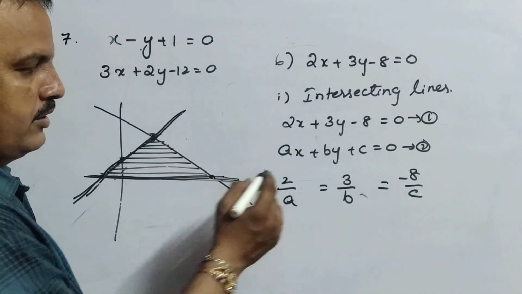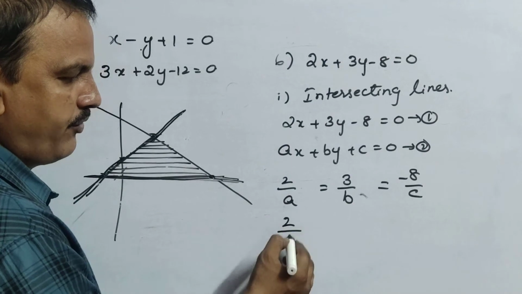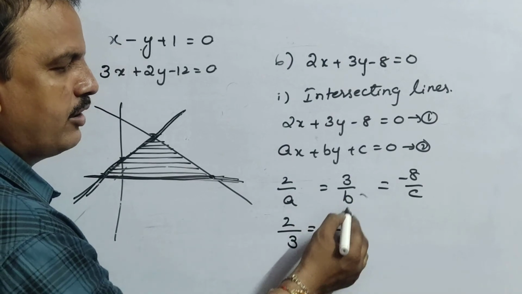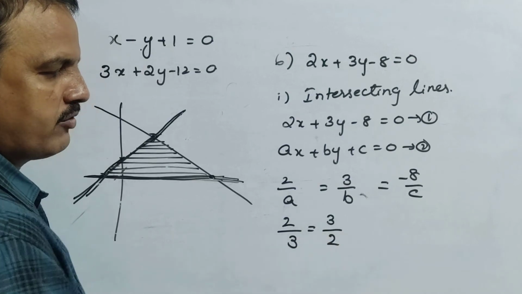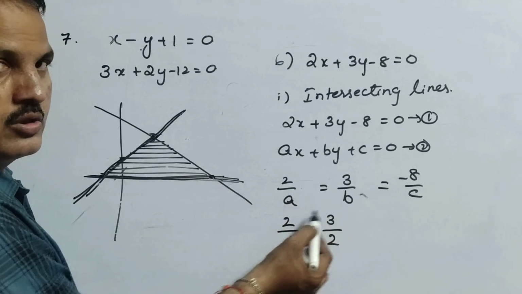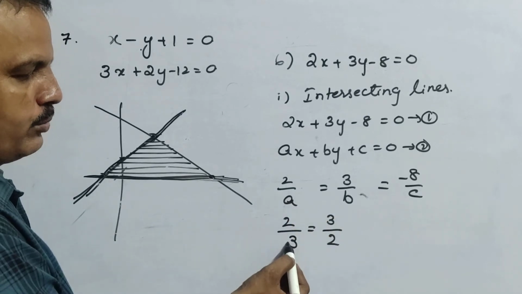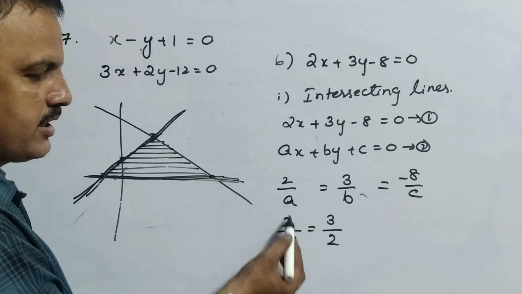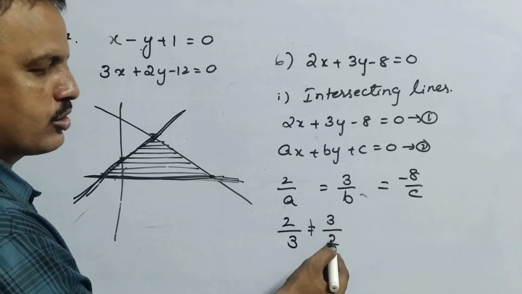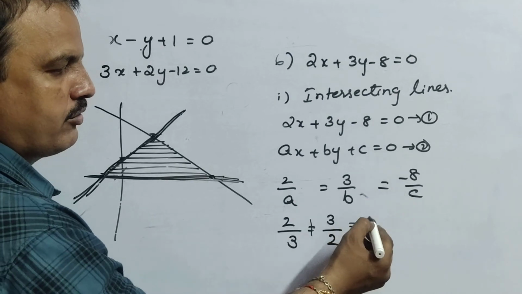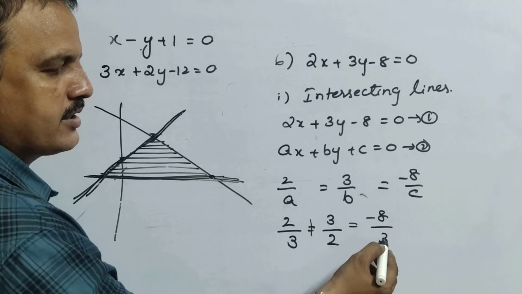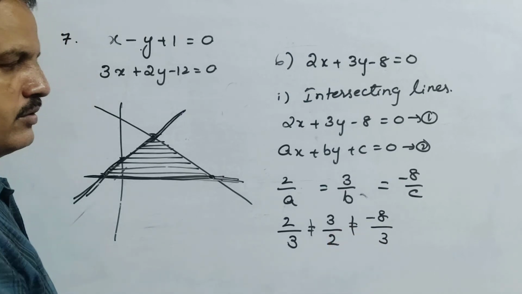Now if I take A value 3 and B value 2, these should not be equal first of all. 2 by 3, 3 by 2, not equal, and I consider A as 3 and B as 2. Next, this also should not be equal to this one, equals to minus 8, you can take C as 3, minus 8 by 3 is not equal to 3 by 2 also.